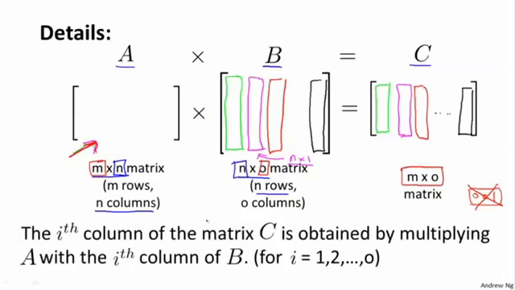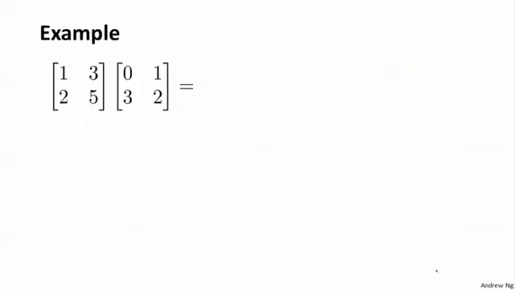Just to say that again, the ith column of the matrix C is obtained by taking the matrix A and multiplying it with the ith column of the matrix B, for values of i equals 1 up through o. Okay, so this is just a summary of what we did up there in order to compute the matrix C. Let's look at just one more example.